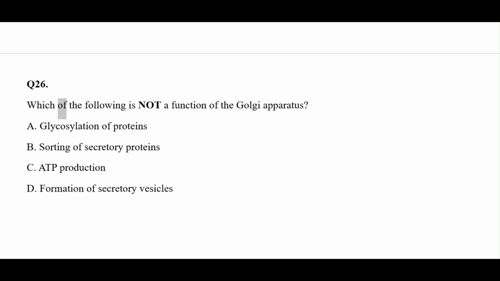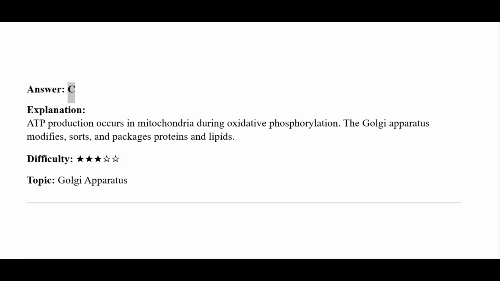Q26. Which of the following is not a function of the Golgi apparatus? A. Glycosylation of proteins. B. Sorting of secretory proteins. C. ATP production. D. Formation of secretory vesicles. Answer, C. Explanation. ATP production occurs in mitochondria during oxidative phosphorylation. The Golgi apparatus modifies, sorts, and packages proteins and lipids. Difficulty. Topic: Golgi apparatus.